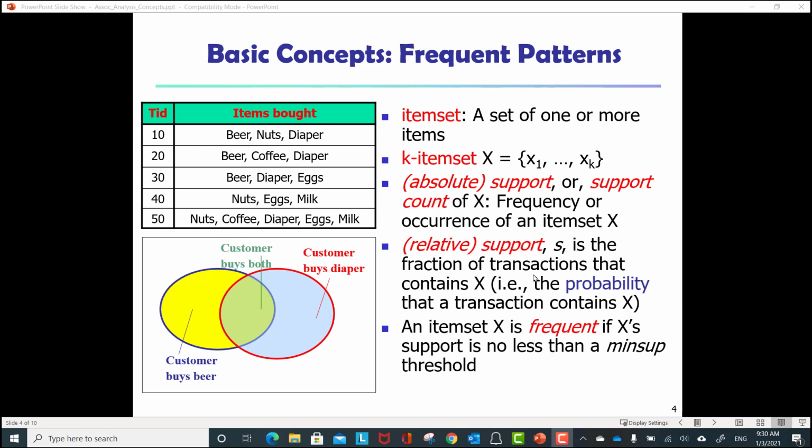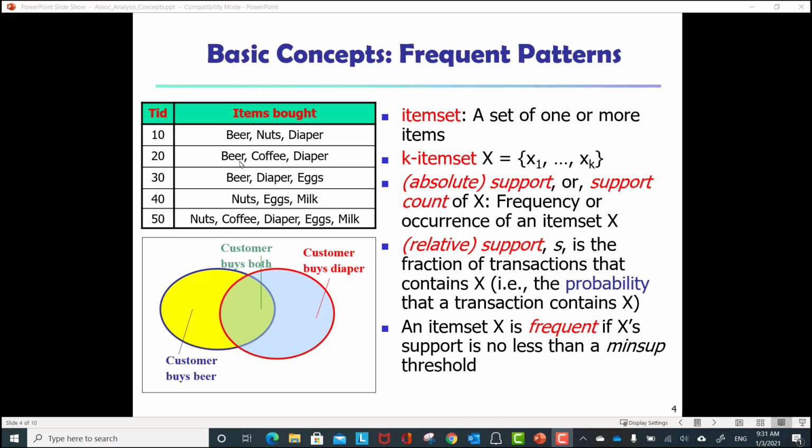And the relative support is the fraction of transactions that contain X, the probability that a transaction contains X. What about the relative support for the one itemset of beer? Again, the absolute support for beer is 3. So relative support is 3 transactions out of 5 transactions, so 0.6, or 60%.